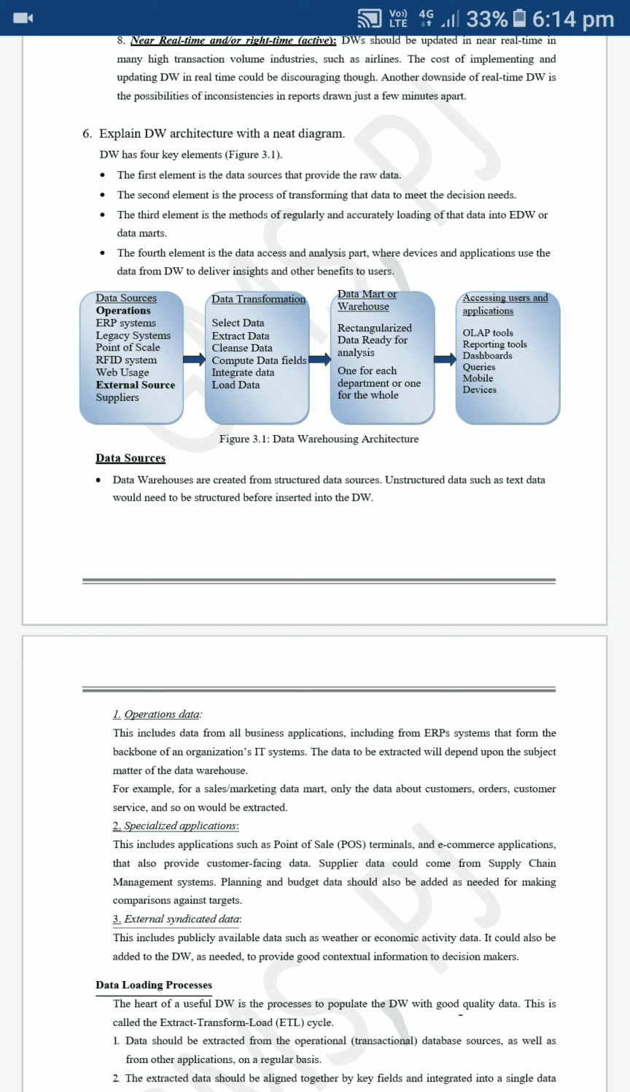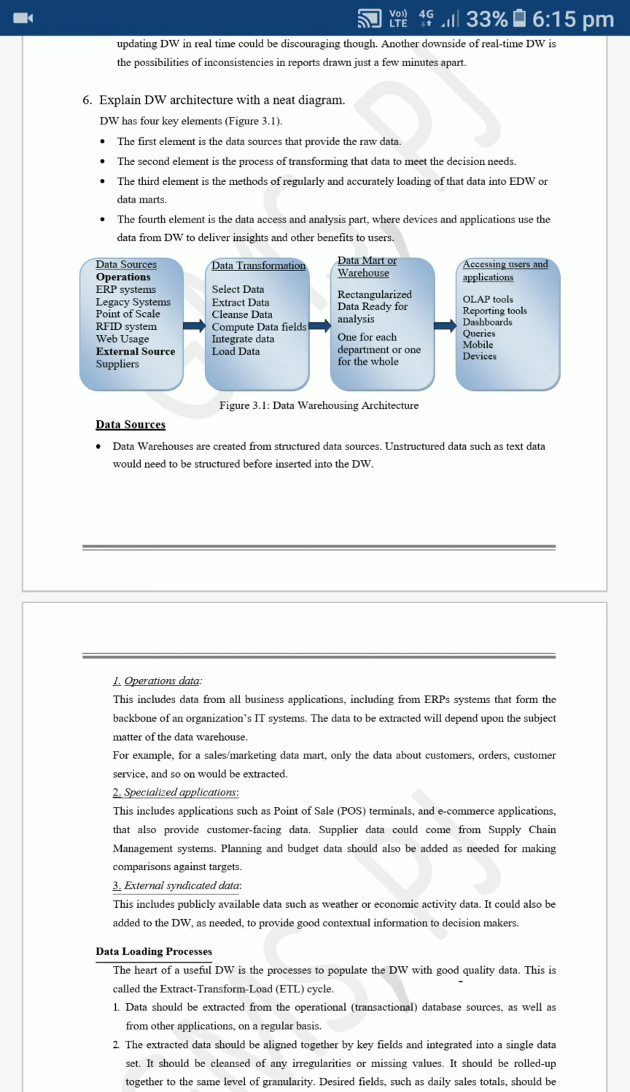And next, in the architecture we are using four main types: data source, data transformation, data marts and warehousing, and accessing users and applications. The first element is the data source. It provides raw data, for example ERP, enterprise resource planning systems, legacy systems, web usage, and external source suppliers. And the second element is data transformation.